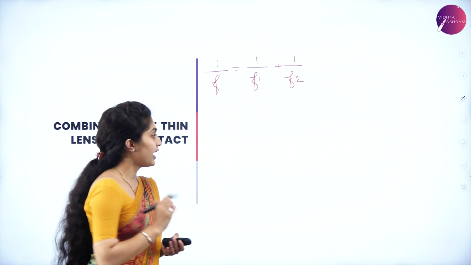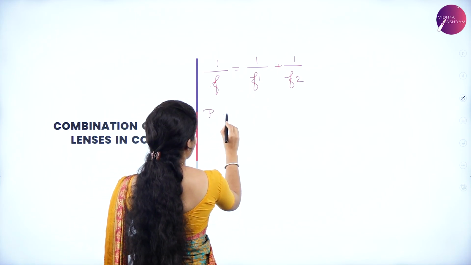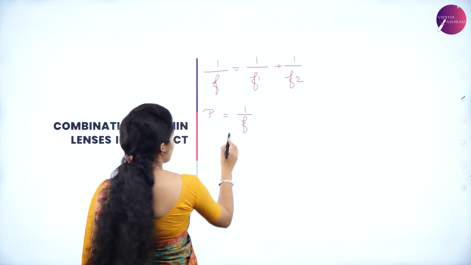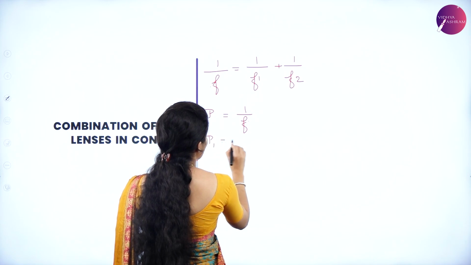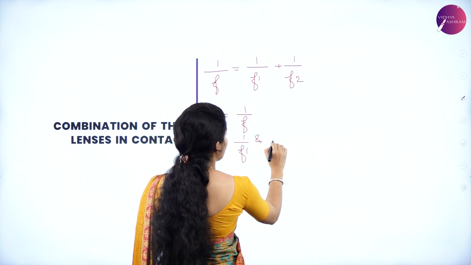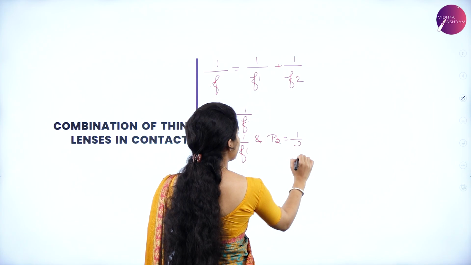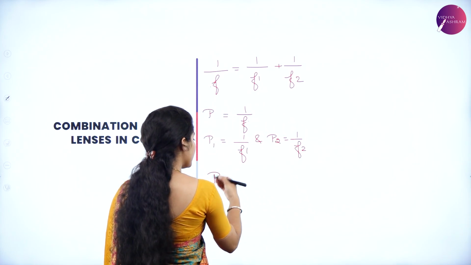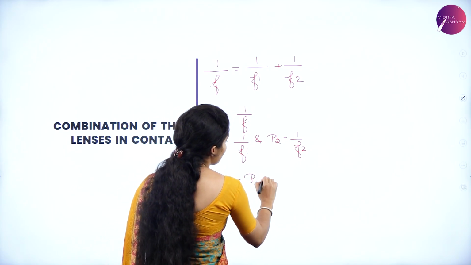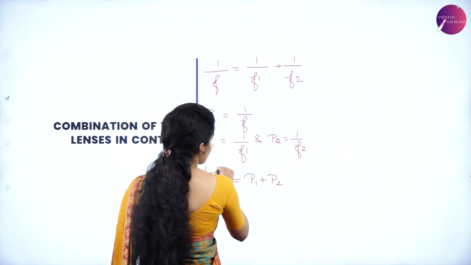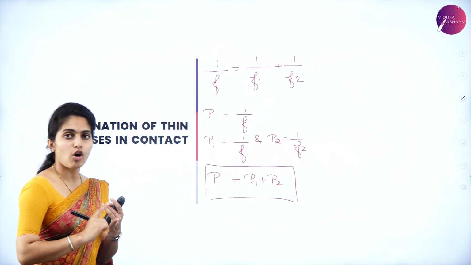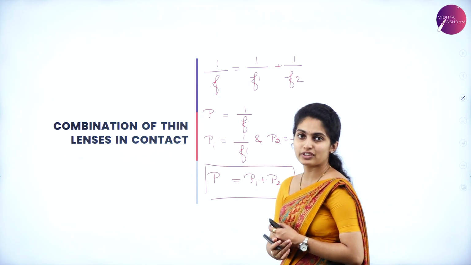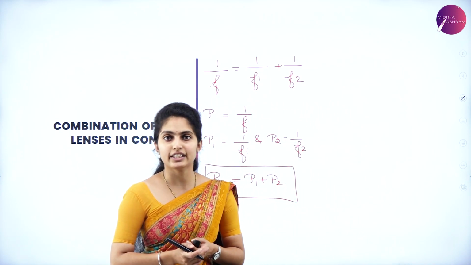And we know that according to the power of the lens, we have 1 by f. So we have two lenses: P1 is equal to 1 by f1 and P2 is equal to 1 by f2. So this can be written overall, in terms of power, as P is equal to P1 plus P2. This is how you get the power or the focal length concept for a combination of thin lenses in contact with each other.